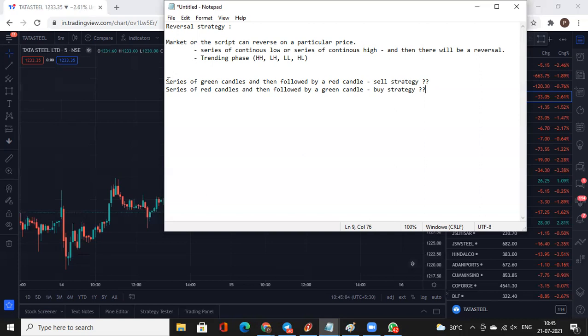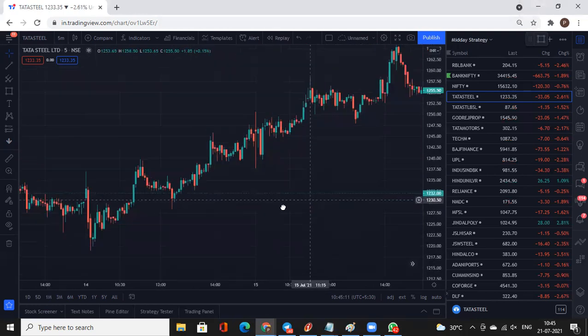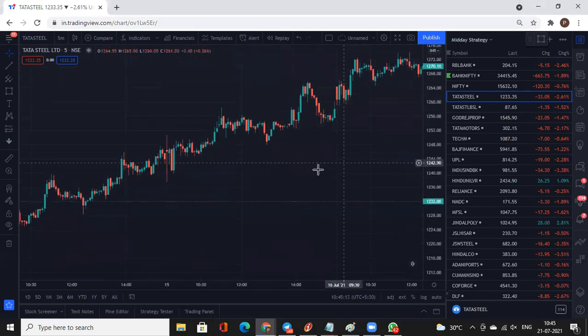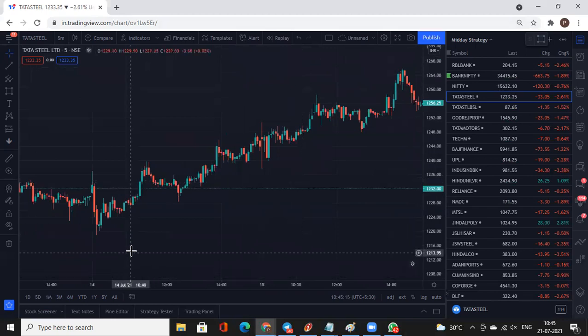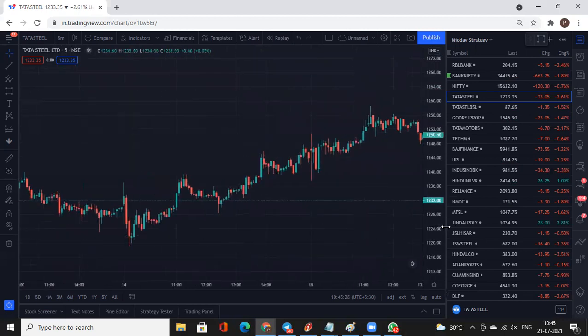First, let us follow a series of green candles and then a red candle. Let's say this is Tata Steel. See, there is a series of green candles, 1, 2, 3, and then a red candle followed. So you see, this is how the thing should be.